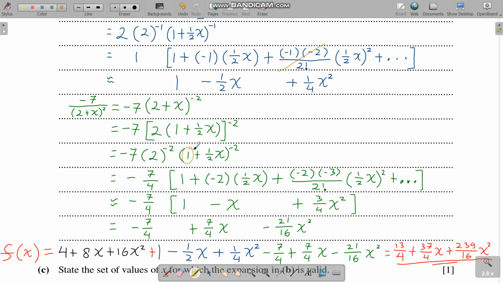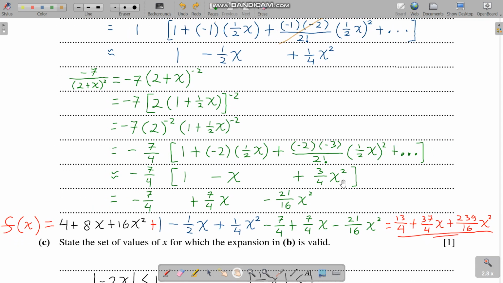Now this is 1 plus something, we can use the formula. This is n, this is x, this is n minus 1, x squared, and this is minus 1x, and this is 3 over 4x squared, and multiply by minus 7/4. So we have all the expansions.